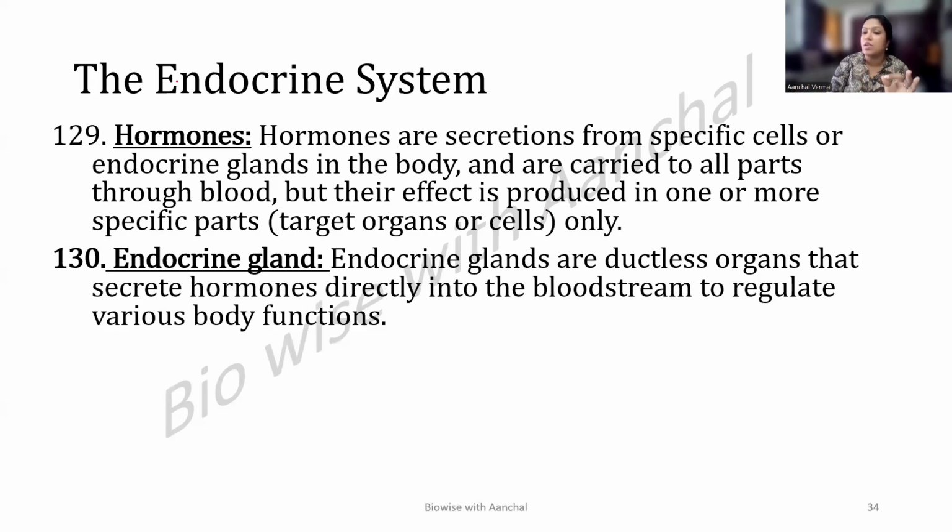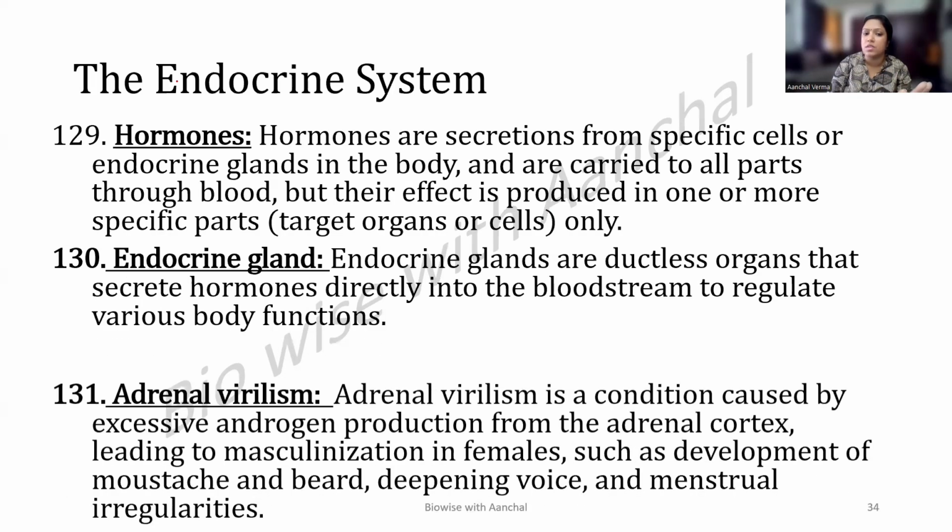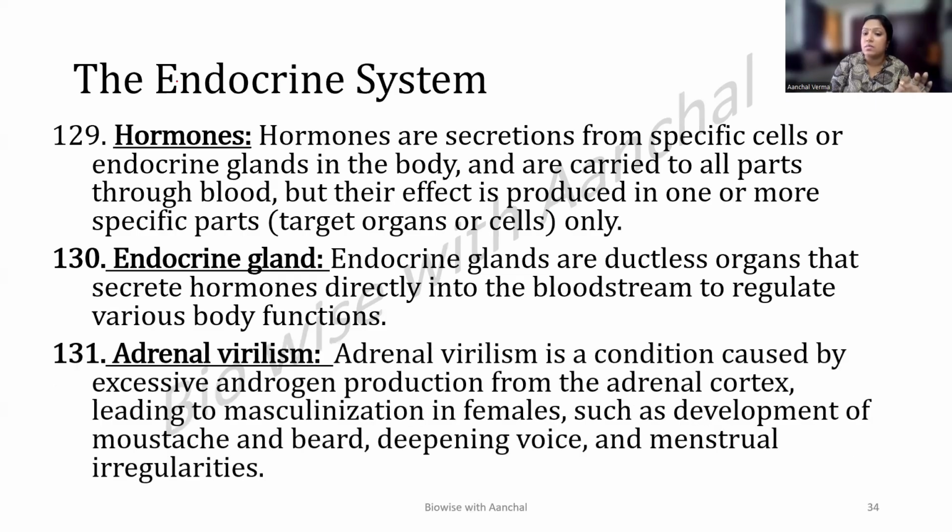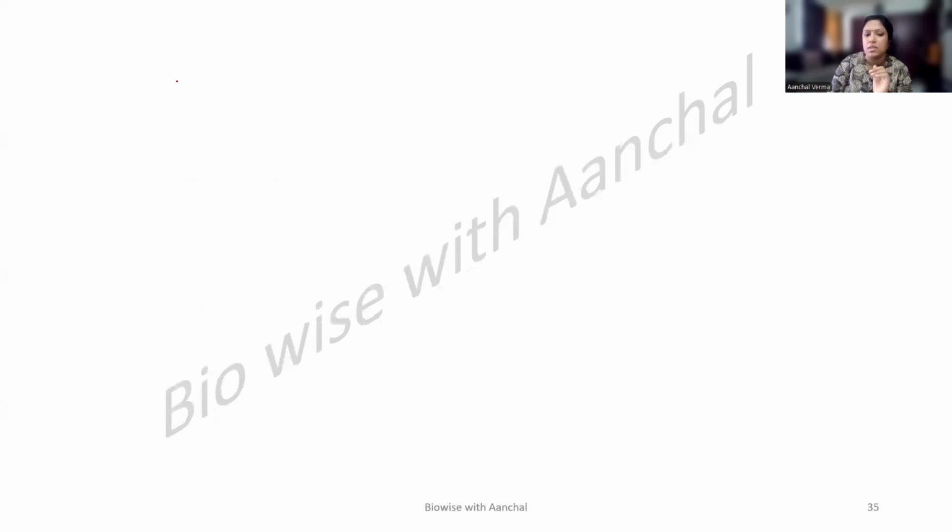Endocrine glands are the ductless organs that secrete hormones directly in the bloodstream to regulate various body functions. Adrenal virilism is a condition caused by excessive androgen production from the adrenal cortex, leading to masculinization in females, such as development of mustache, beard, deepening of voice, and even menstrual irregularities.